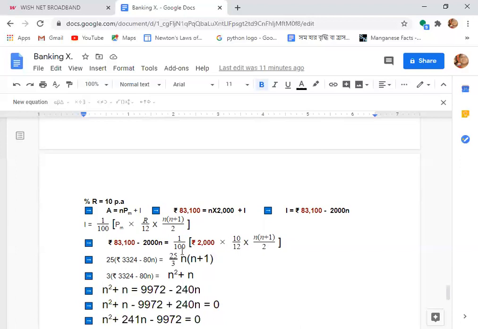So what we can do is try to make the numbers small so that the calculation becomes a little bit easier. Since on the left hand side both numbers end with 00, that means they should be multiples of 100, which means they should be multiples of 25. So that's why we can take 25 as common. If you take 25 as common, 83,100 becomes 3,324 and 2,000 becomes 80. Now shift this 25 by 3 to the left hand side.